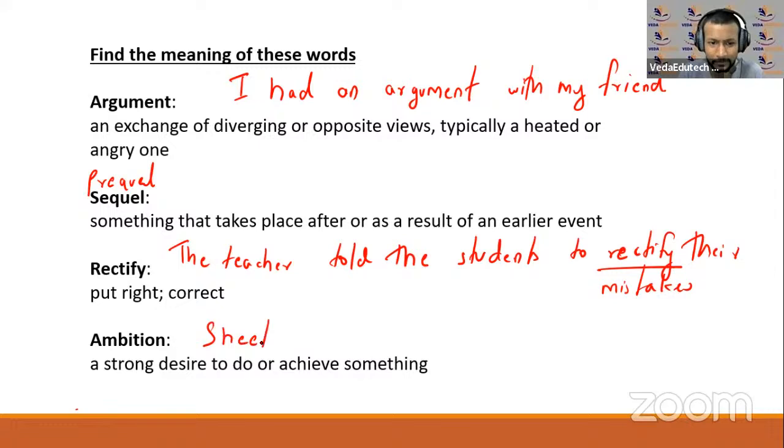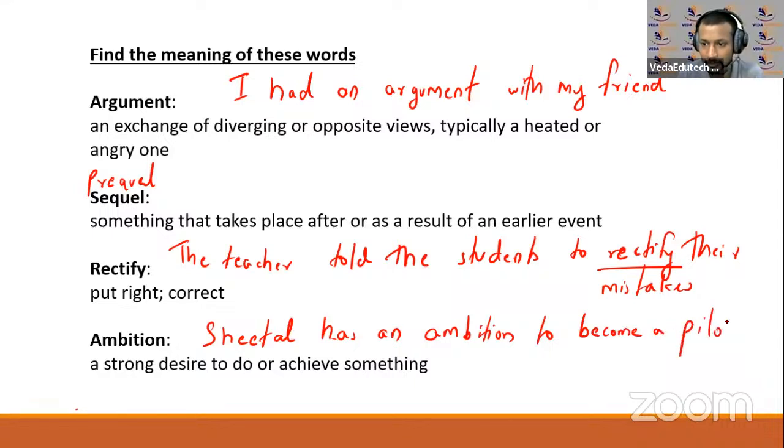Sheetal has an ambition to become a pilot. ठीक है, उनका ड्रीम है, उनका desire है, उनको ये बनना है, right, that you can tell with ambition. Okay, I hope आप लोग को meaning समझ में आया with all these words.